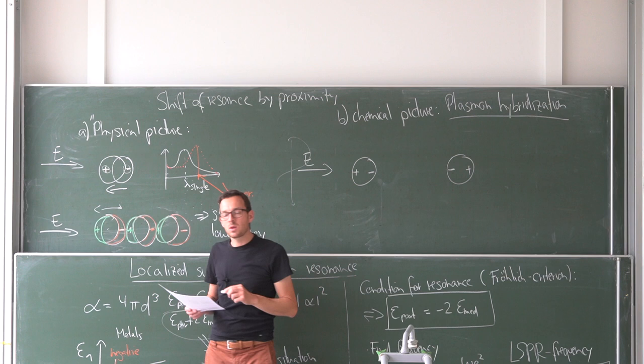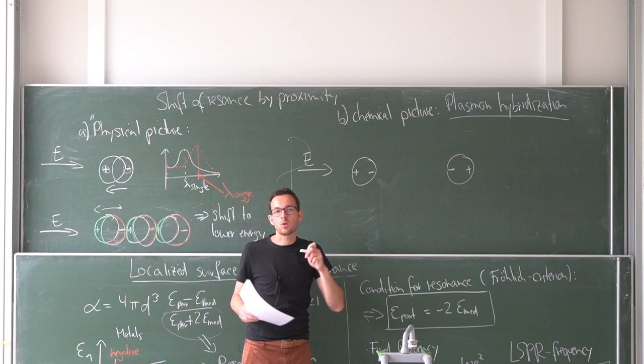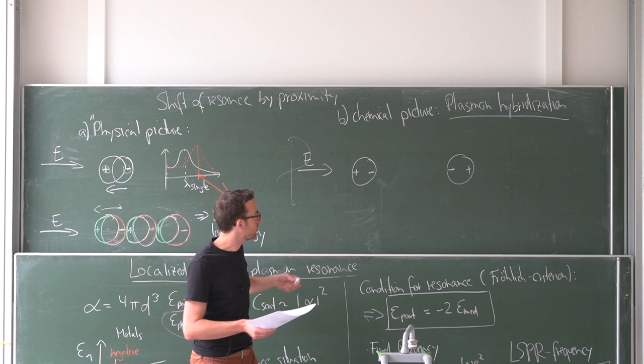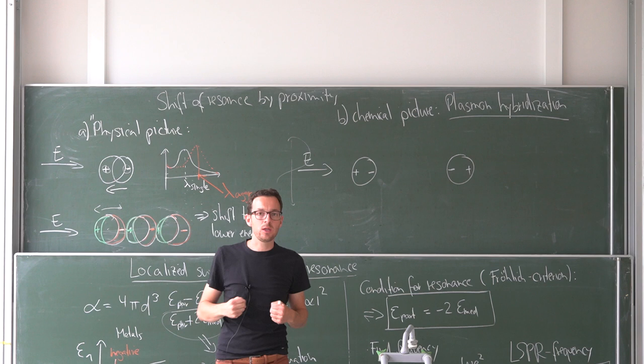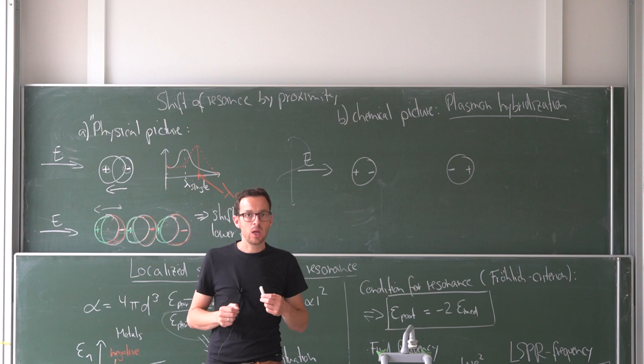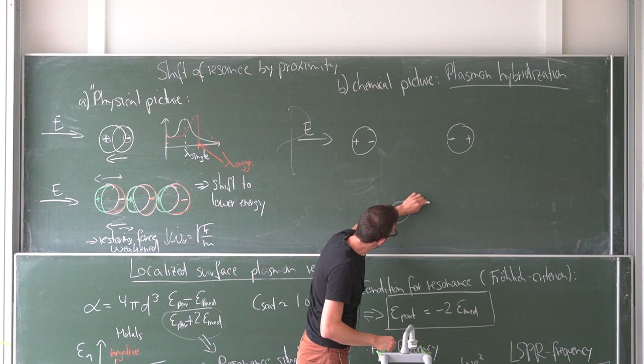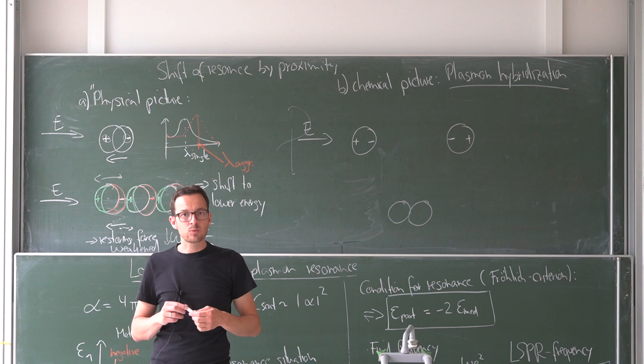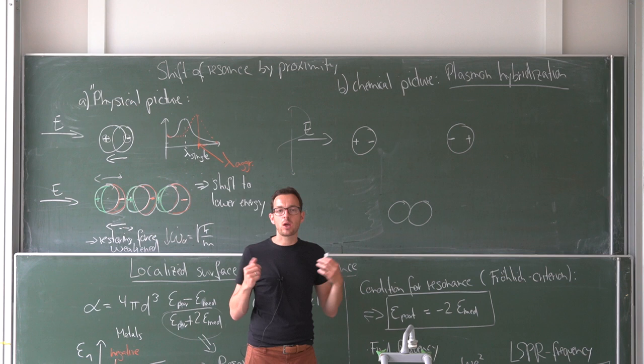Now in chemistry, we would picture these as the atomic orbitals of two individual atoms. And if they now form a molecule, which is when we put these two entities very close together, their individual orbitals will hybridize to form a molecular orbital. And in our case, we can do the same thing. If we bring our particles close together, we assume that they now form a new joint plasmon resonance, which is a hybrid resonance, or the analog to a molecular orbital. So a molecular plasmonic resonance.